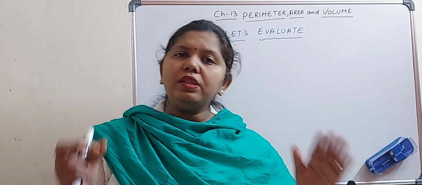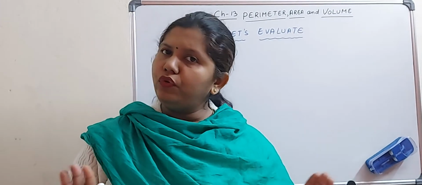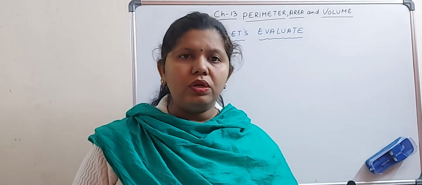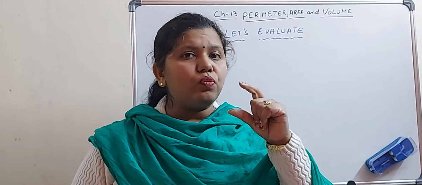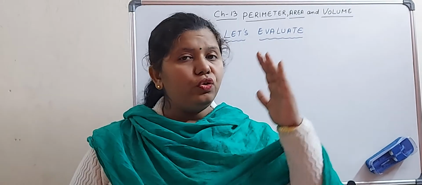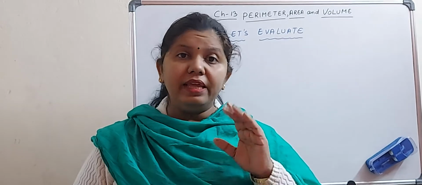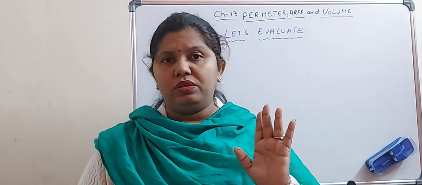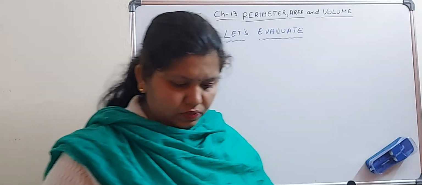See, first of all, the big square area you will take out. Big square chart paper, that area you will take out. The small pieces, square pieces of chart paper, that area you will take out. Okay, you will divide both the areas. Then you will get how many small square pieces you can cut. Okay, so let us do this one. Number 2.